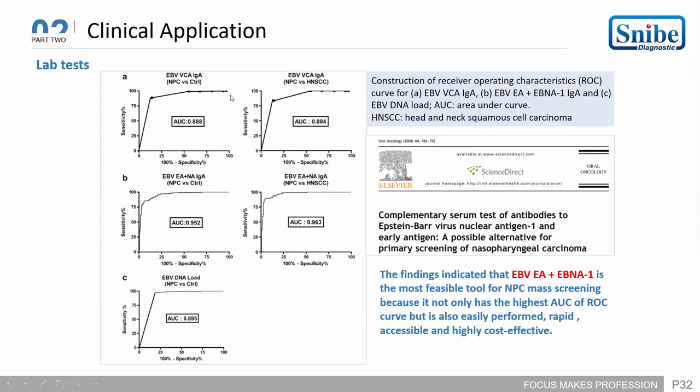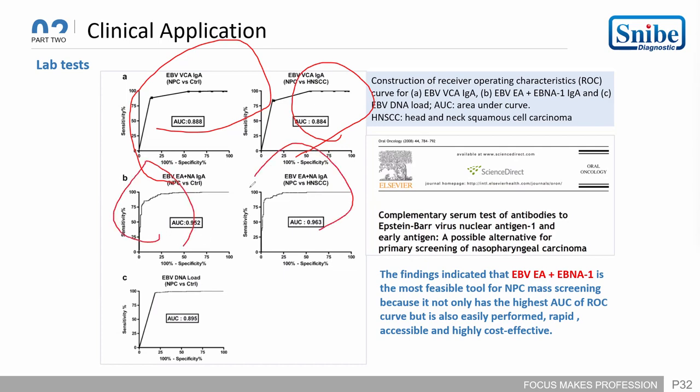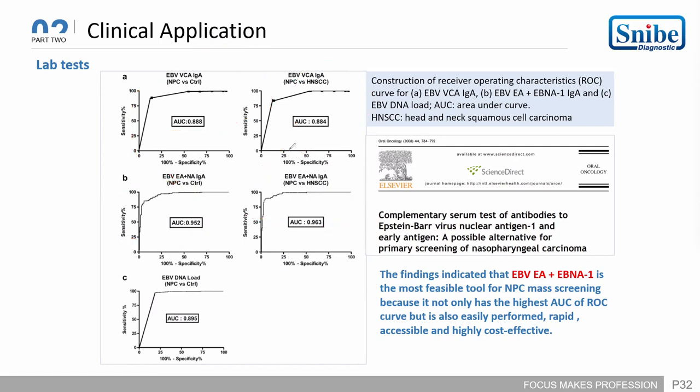You can see here, they have the highest AUC and ROC curve. And on the basis of that, they can easily perform the rapid, accessible, and highly cost-effective analytes. So this is the overall conclusion for the clinical lab testing for the EBV infection.